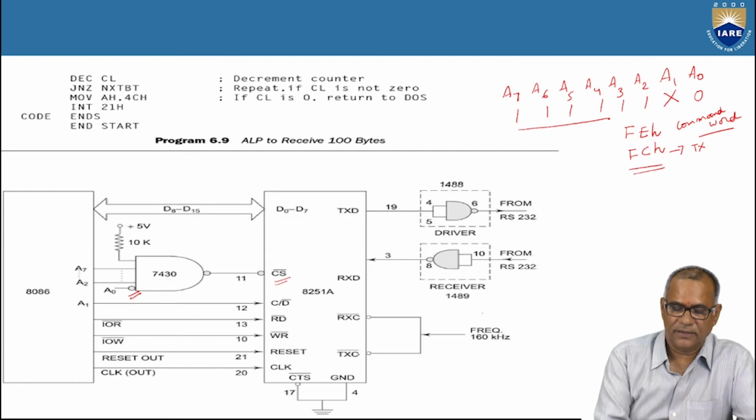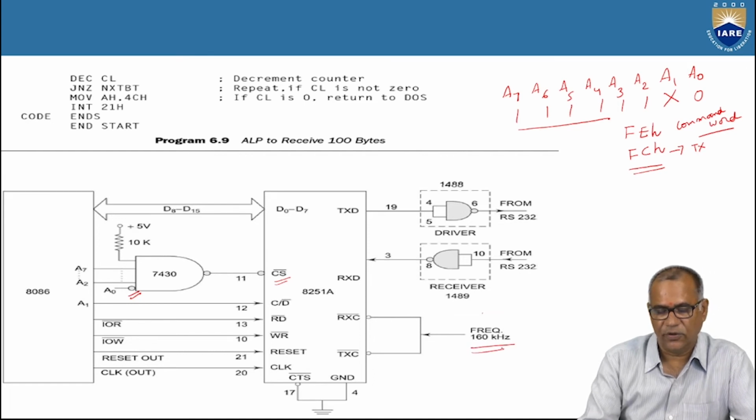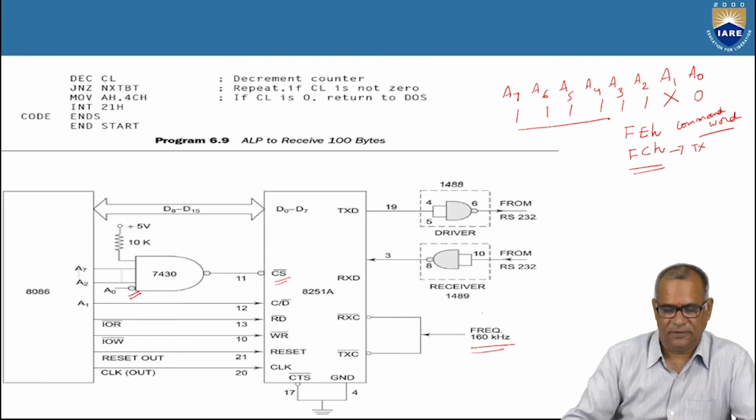And here the RXC and TXC are shorted together, and connected to the frequency 160 kilohertz. For the actual transmission, it starts at 10K, because we have programmed the baud rate factor as 16.